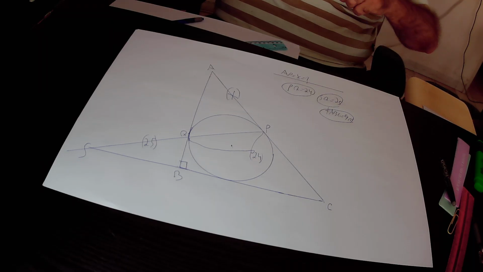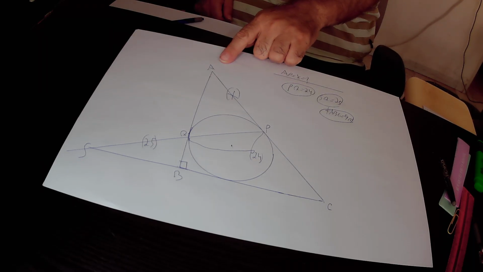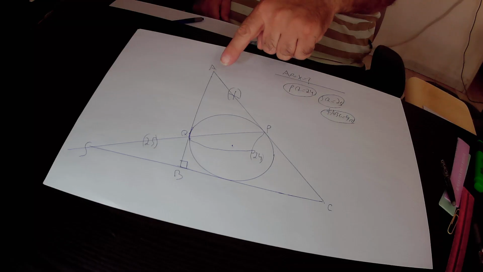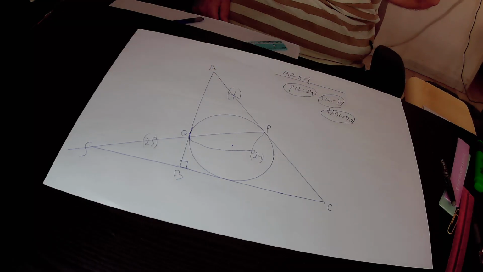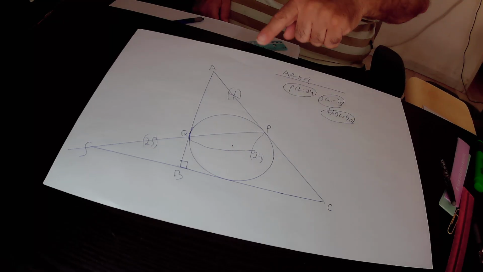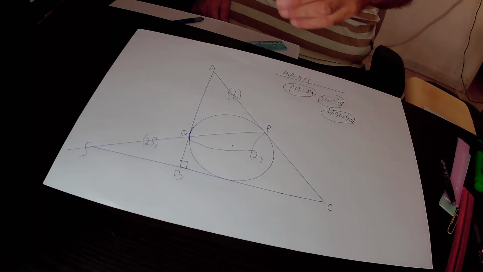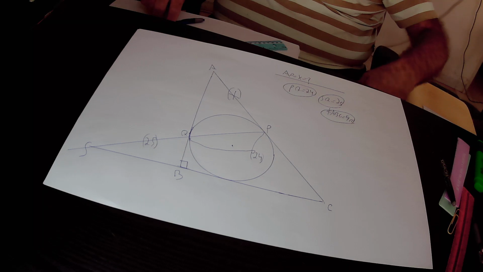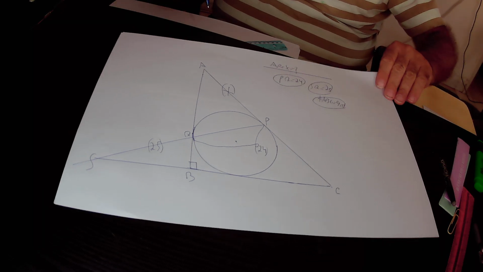Why? Because if we focus on this common external point A, from this point A we have two tangents to this circle, tangent AP and tangent AQ. According to rule 2, they are equal to each other. That is to say, AP equals AQ. But AP equals x, and therefore AQ must also be equal to x, according to rule 2.